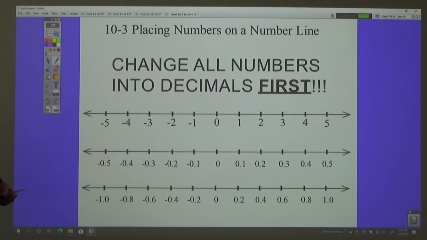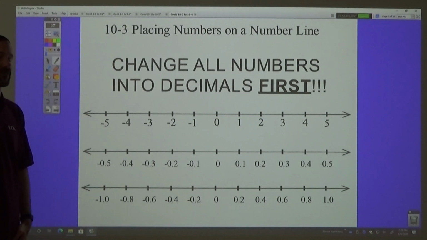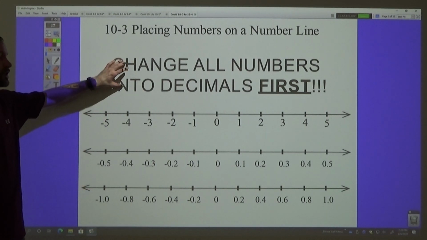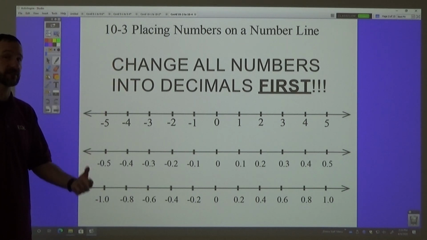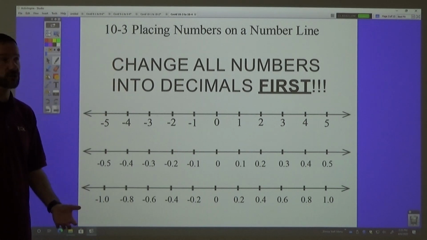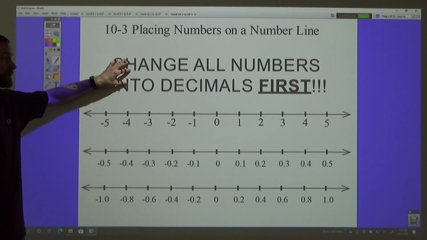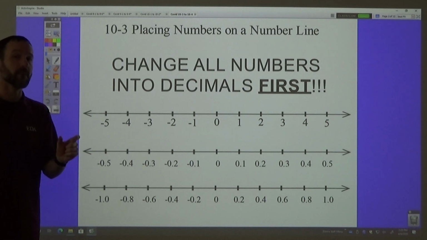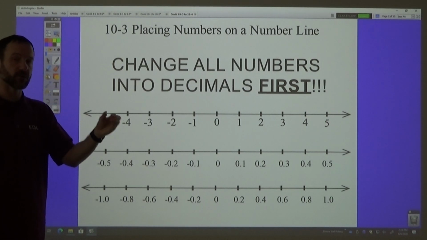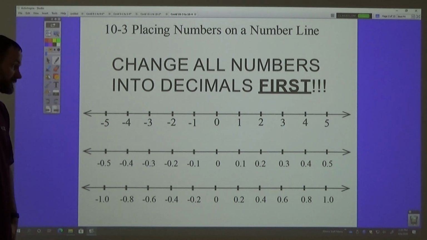So 10.3 is placing numbers onto a number line. You're going to be given a variety of numbers. You want to change all of your numbers into decimals first. If it's a fraction, if it's a percent, if it's a square root, cube root, whatever it happens to be, change it into a decimal first. Many times making them look like money with 2 decimal places will help you out. Money is very easy for most students to put in order from least to greatest.